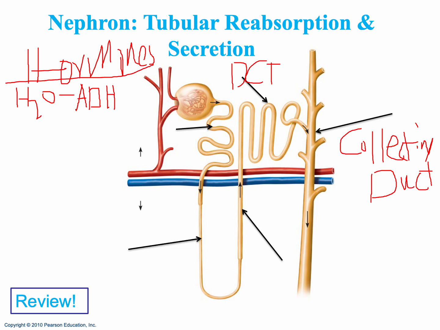ADH, this hormone, refers to the antidiuretic hormone, and it only plays a role in the collecting duct. So, especially with water reabsorption. So, an arrow going out like this. Water going out, controlled by ADH.